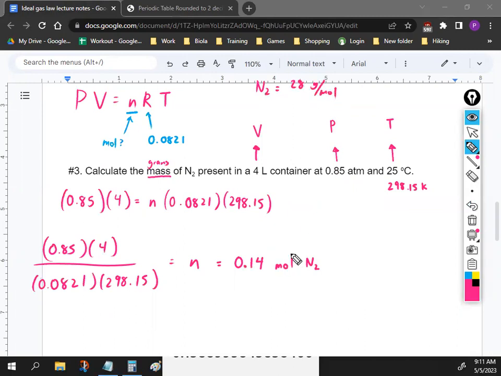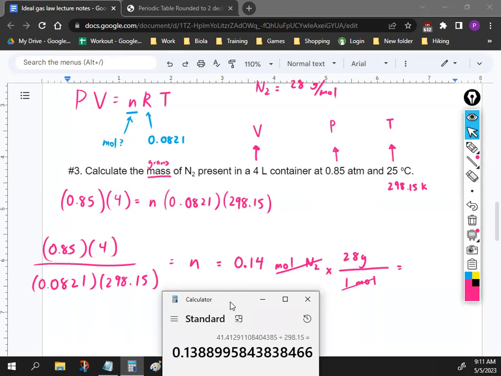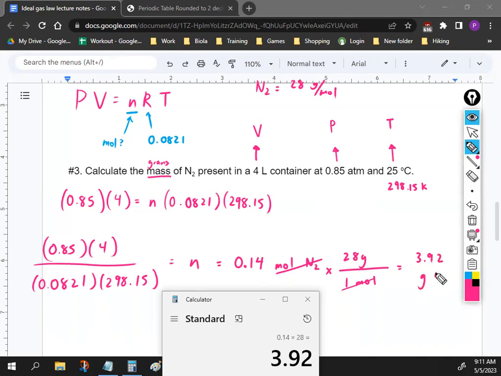So in order to turn this into grams, we just set up a fraction. We put 1 mole on the bottom. That way the moles can cancel out. And that'll be 28 grams on top. So all you got to do for your calculations is 0.14 times 28. That'll give us a final answer of 3.92 grams of N2. Okay. And that's going to be it. That's about as hard as it'll get today.